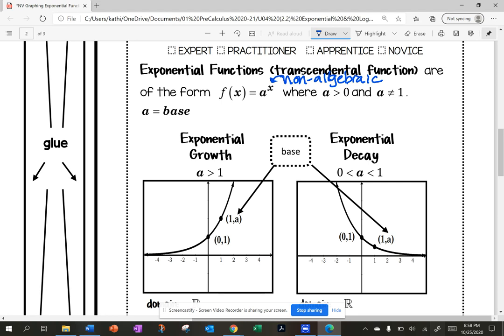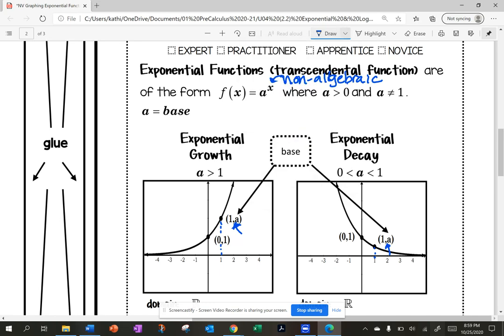When a is greater than 1, I have an exponential growth. When a is between 0 and 1, I have an exponential decay. Looking at the graph, whatever my point at 1 is tells me what my base is, and that's really important. Whatever my point is at 1, this is going to tell me my base, and it has to do with whether I have an exponential growth or a decay.